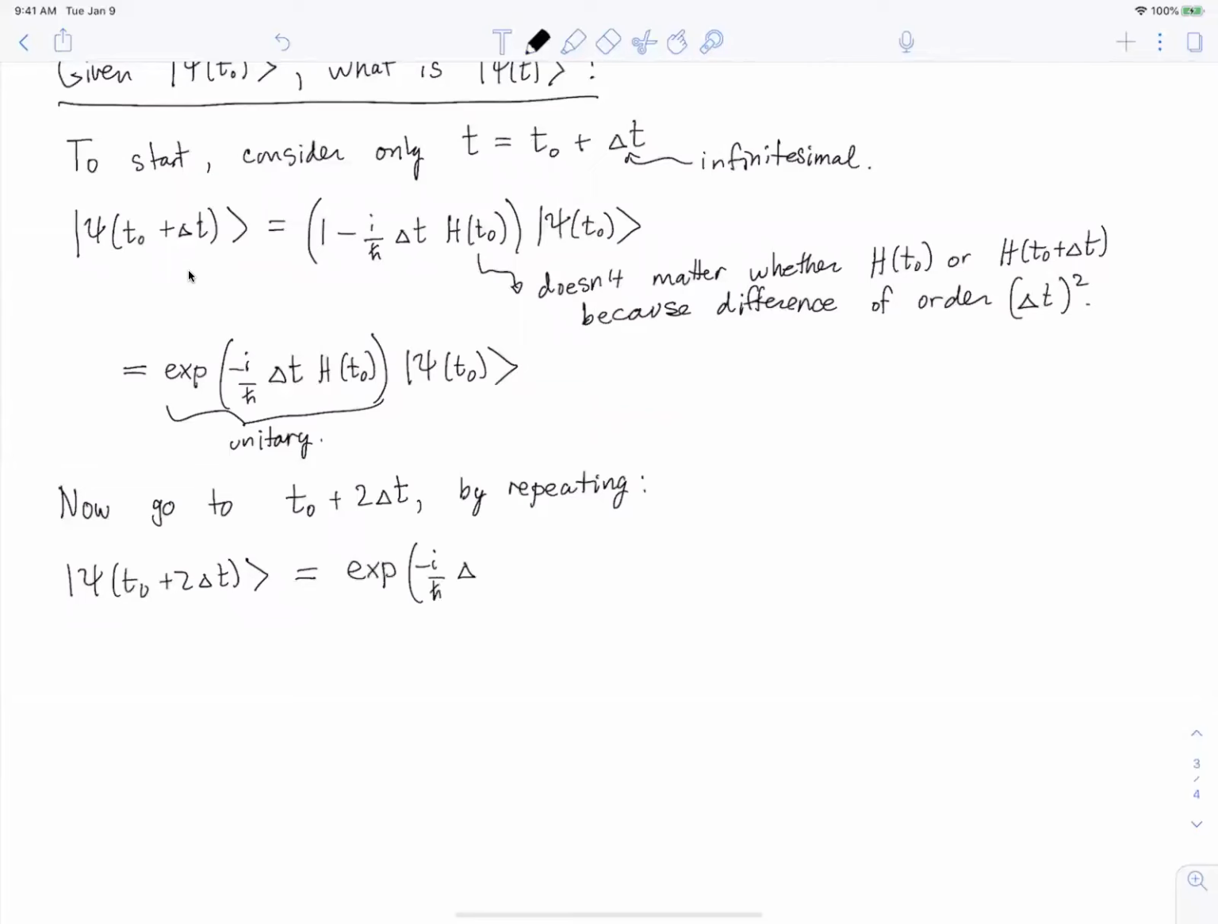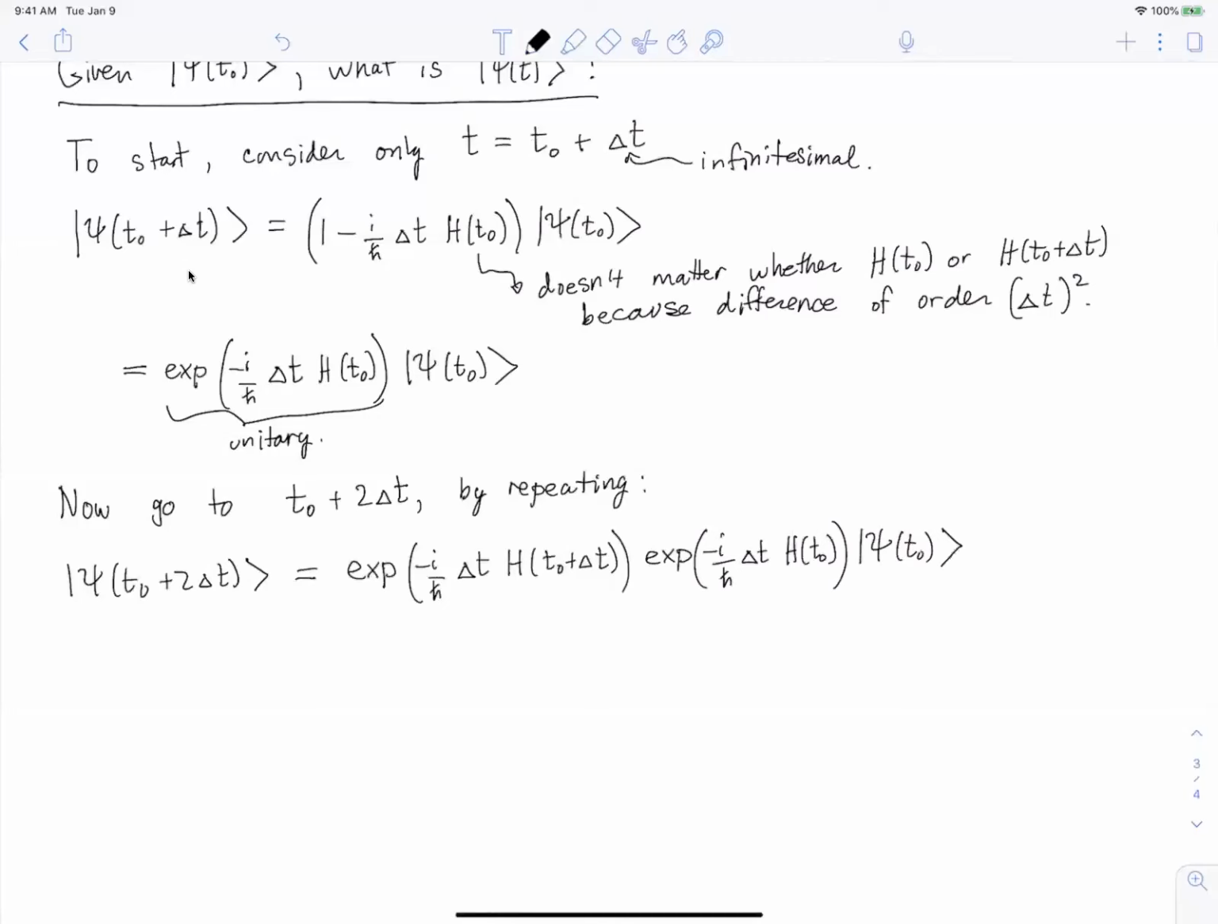Okay, we're advancing by delta t, but now we have to be a little bit careful because now it's h of t0 plus delta t, since we're starting at t0 plus delta t and going to t0 plus 2 delta t. Okay, so I have that, and then I have the state that I had before. Minus i over h bar delta t, h of t0, all acting on the initial ket psi of t0.